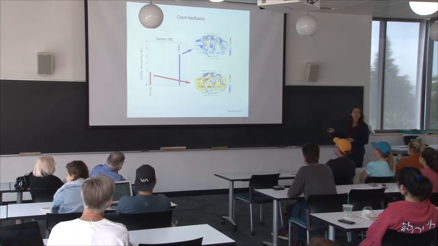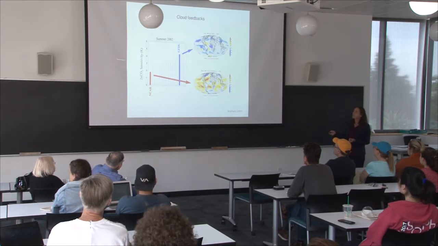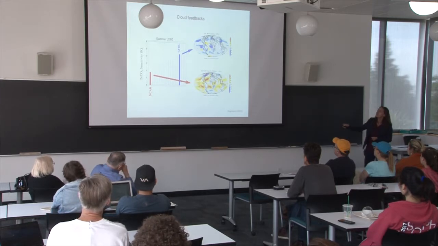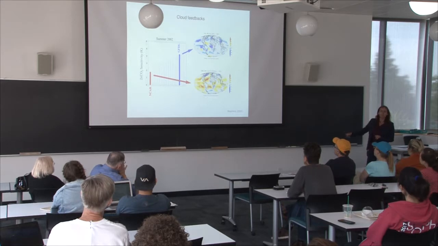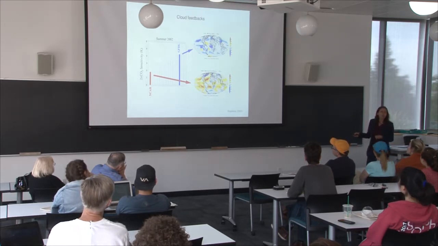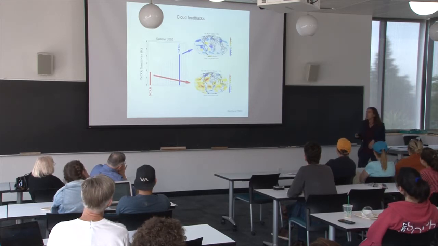The spread is large, right? Some models that have a relatively low sensitivity will give you an increase of 2 degrees, but some other models will give you an increase that is larger than 5 degrees. And I should mention that this spread in the equilibrium climate sensitivity has not changed through generations of climate models. We have not been able to better constrain it with more and more realistic and complex climate models.